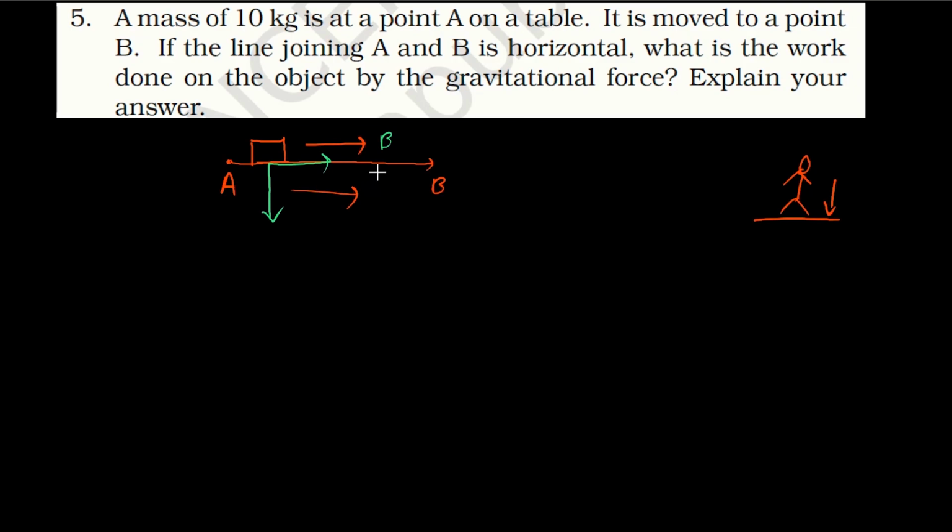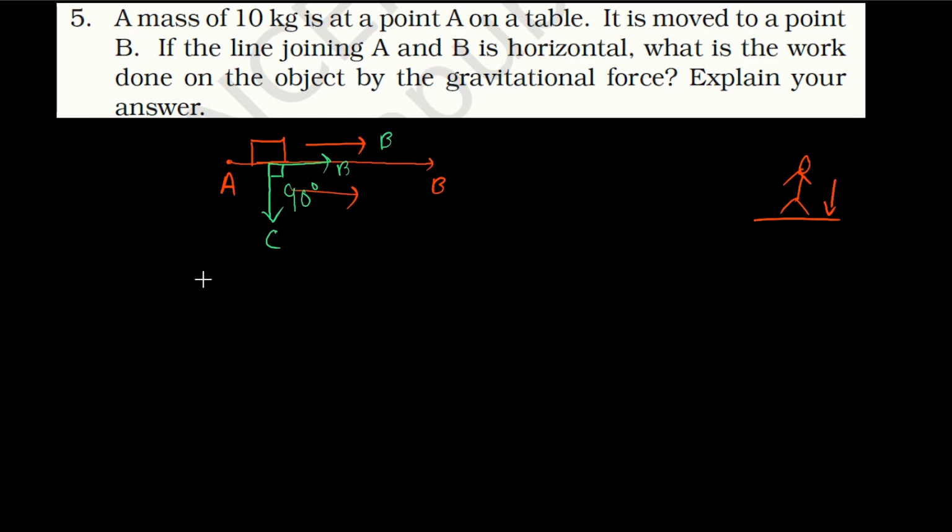Now, what is the thing that you have to look after? It is the angle between these two. Look very carefully. If the displacement is towards the B direction, and if I name the direction of the force as C, what is the angle between B and C? That is the 90-degree angle. So now, what will be the work done?